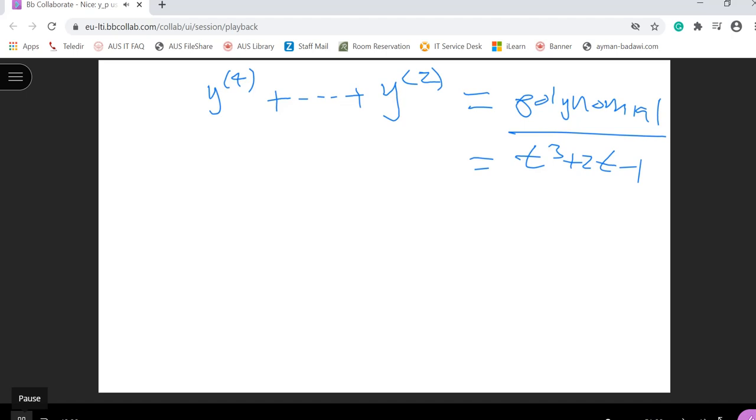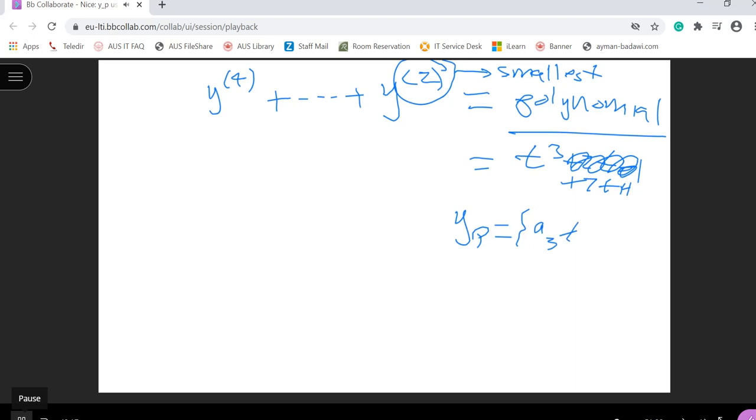Okay, you know how to find the homogeneous. Here, too, this one here is the smallest derivative I'm using. There is nothing after 2. You can verify what I'm going to tell you using Laplace. So your particular is going to be a polynomial of degree 3, and then you multiply with t to the power of the smallest derivative. So here I will have t cubed plus 2t, so it's going to be a3 t cubed plus a2 t squared plus a1 t plus a0, and then the whole thing, you're going to multiply with t squared.